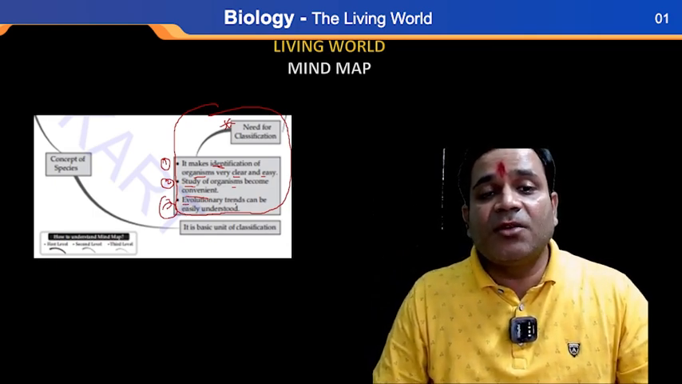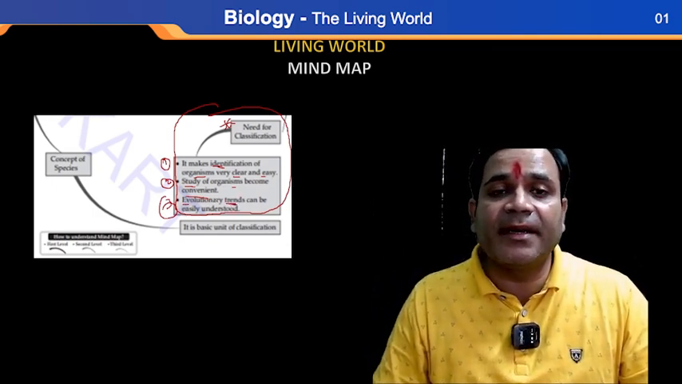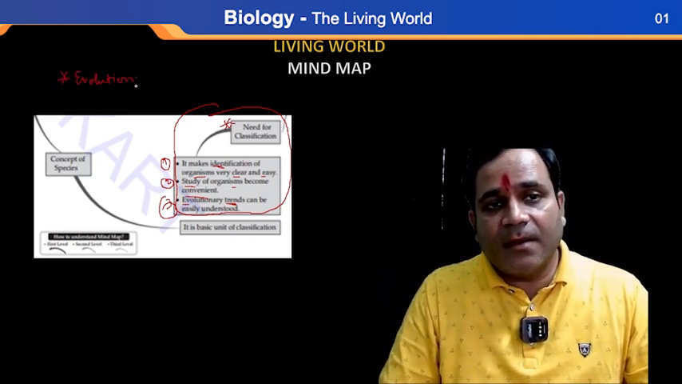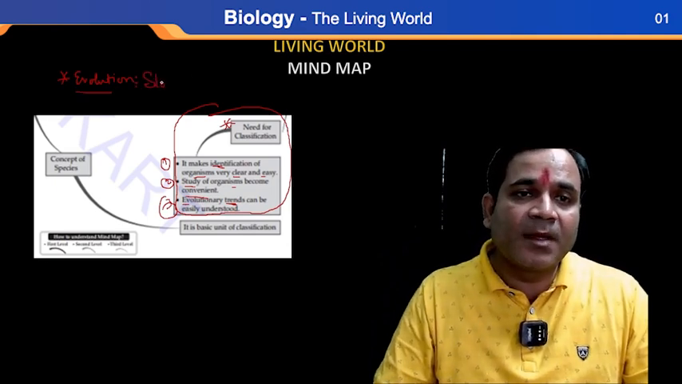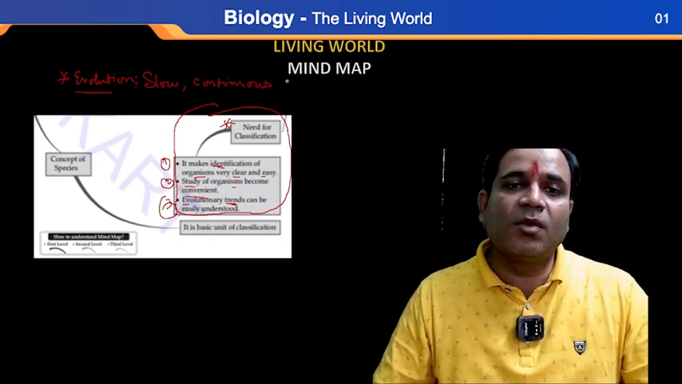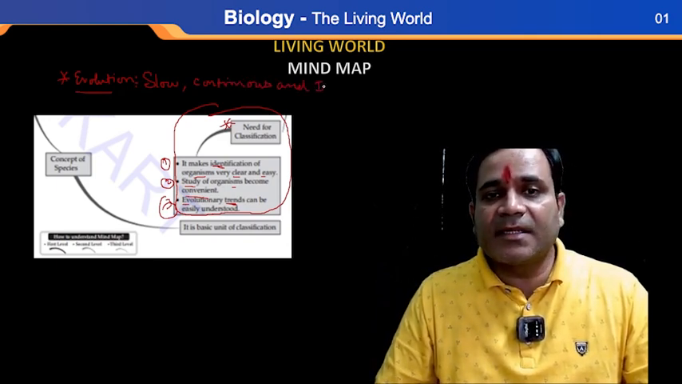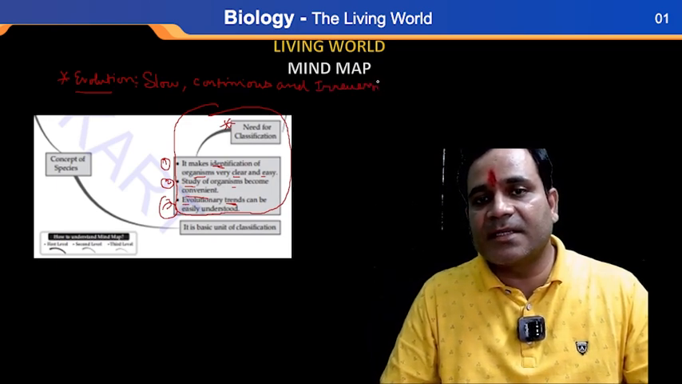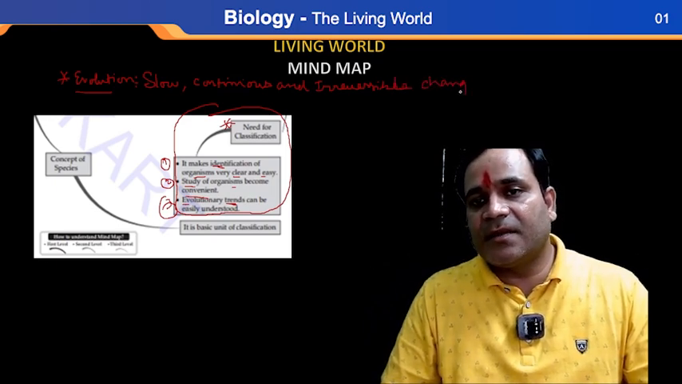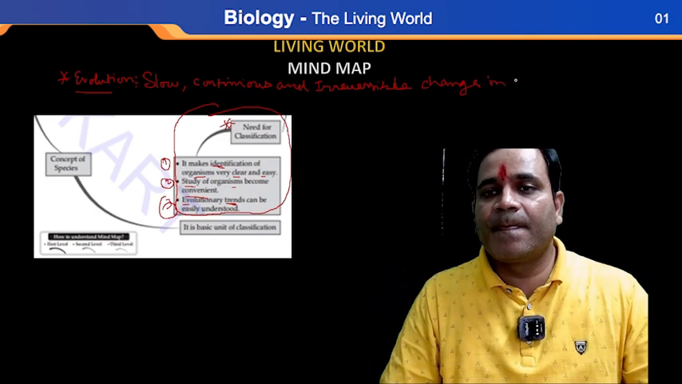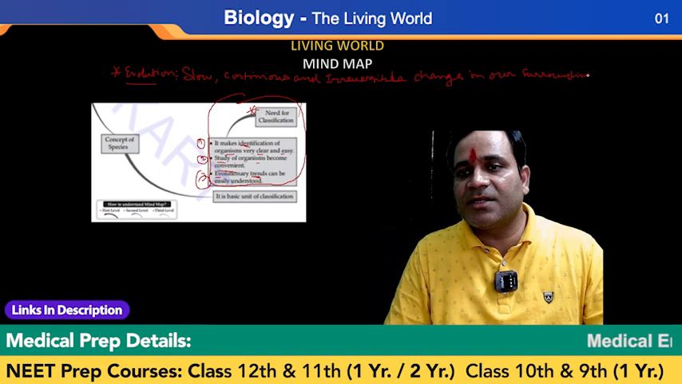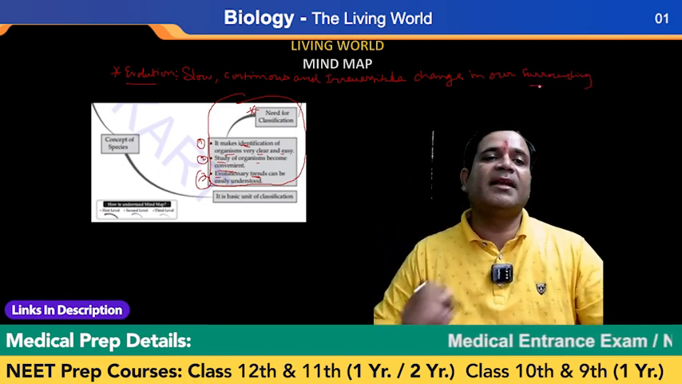is evolutionary trends. Here, the term evolution is very important to know. It is slow, continuous, and irreversible change in our surrounding. Change in our surrounding is known as evolution. Correct?